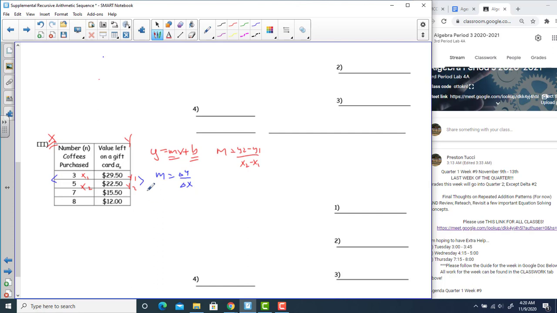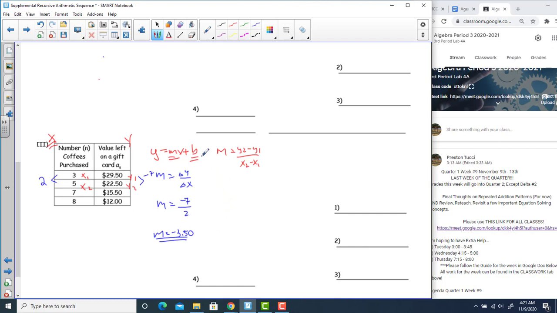In this particular instance, what we see is that when you purchase 2 more coffees, the gift card goes down $7. For the gift card to go down $7 every 2 coffees, that must indicate that we are paying $3.50 per coffee. This must be a Starbucks coffee. That sounds expensive to me.